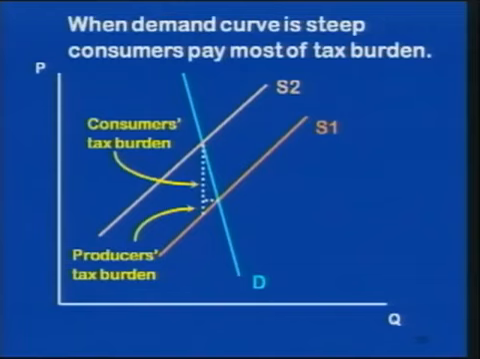Here we've got a very steep demand curve, and what happens here is the consumer pays most of the tax. The producer has an extremely small portion of the tax burden. Okay? So if you want consumers to pay a lot of the tax, you want to place the tax on goods with steep demand curves.